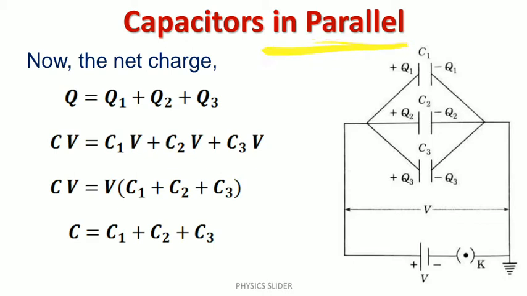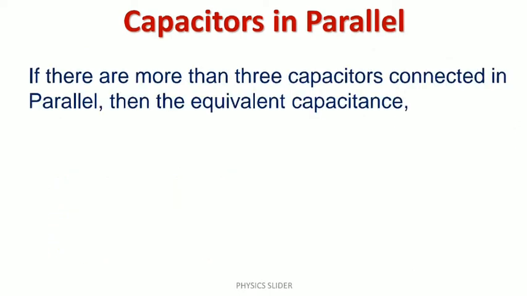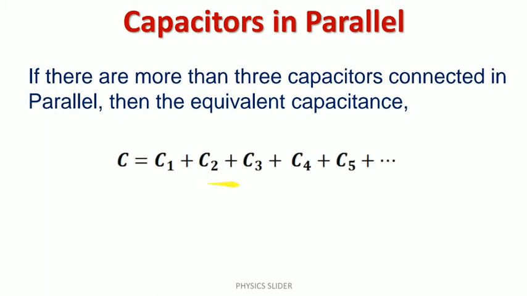Okay, so in parallel combination, the capacitors are directly added to give the equivalent capacitance. If there are more than three capacitors connected in parallel, then the equivalent capacitance will be given as C is equal to C1 plus C2 plus C3 plus C4 plus C5 and so on. All the capacitors which are connected in parallel will be summed up to give the resultant or the equivalent capacitance.